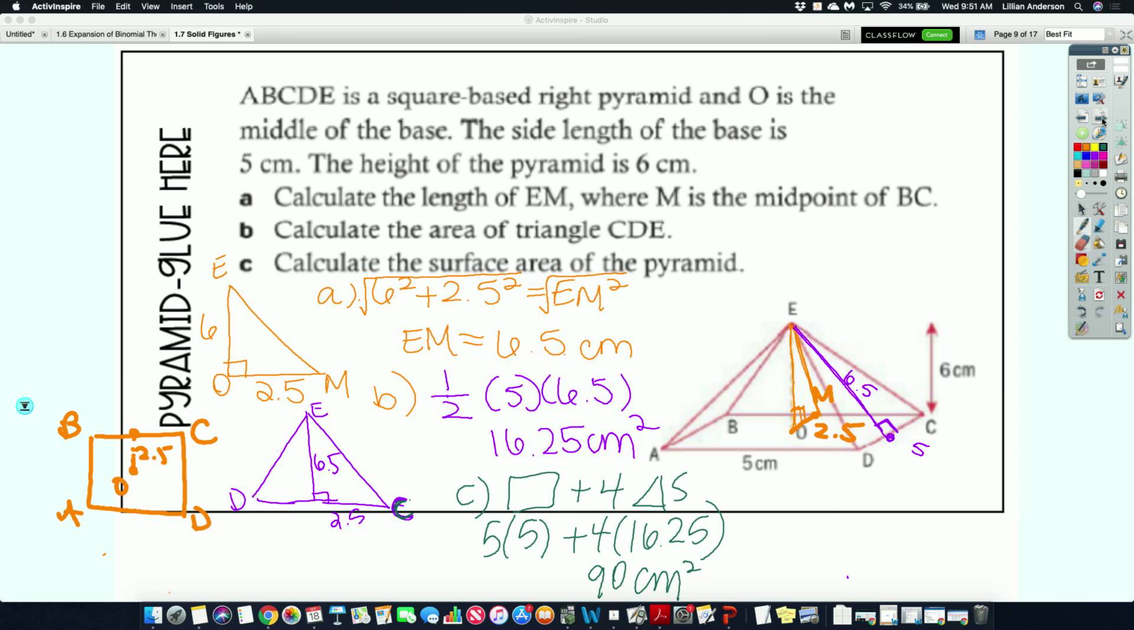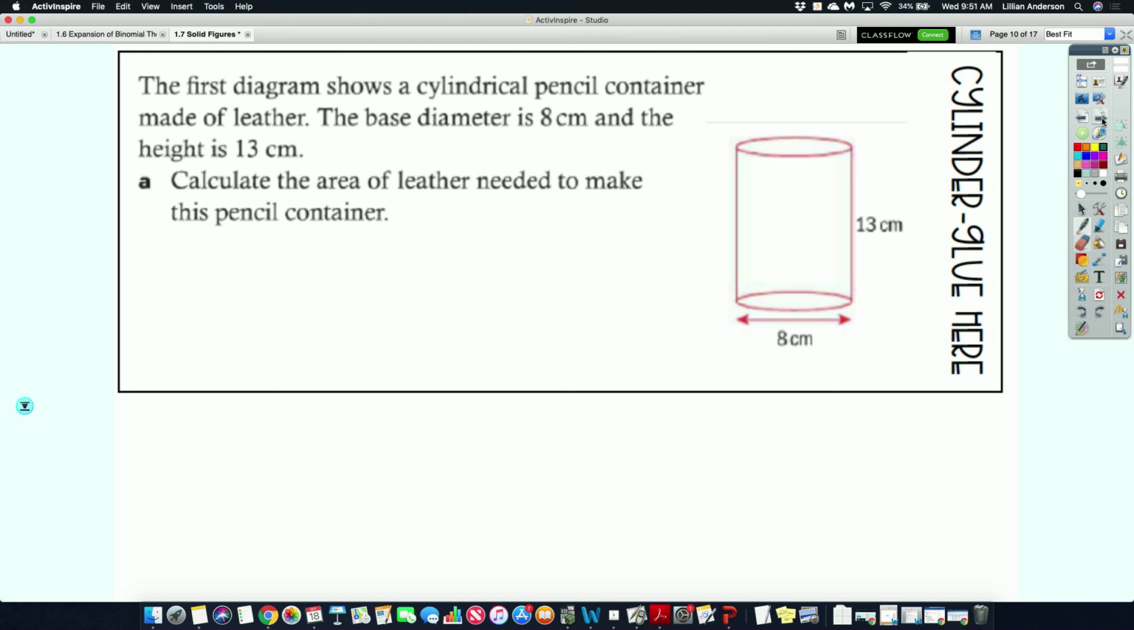All right, for a cylinder, okay? The first diagram shows a cylindrical pencil container made of leather. The base diameter is 8 centimeters and the height is 13. If the base diameter is 8, that means that the radius is 4.